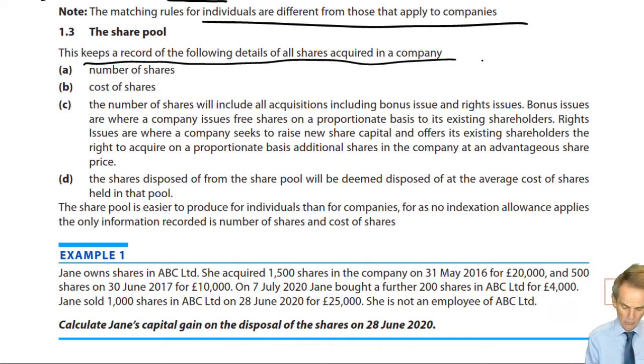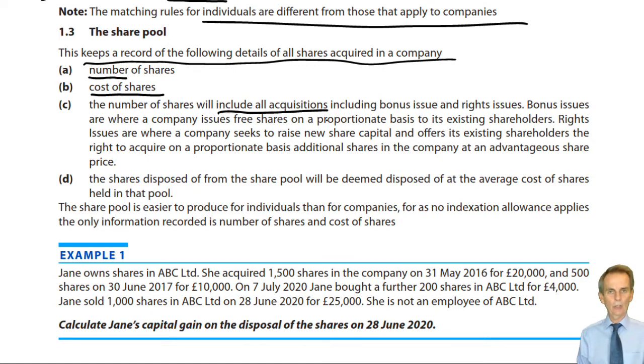And for those shares, we record the number of shares that have been acquired and now at this point of disposal, disposed of. And of course, what was the cost of those shares when acquired. The number of shares will include all acquisitions. Now you might think, all acquisitions, you go out and you purchase, you buy shares. But actually we might acquire shares in ways other than just purchasing them from an existing shareholder. What there might be is bonus issues that have taken place and or rights issues that have occurred.